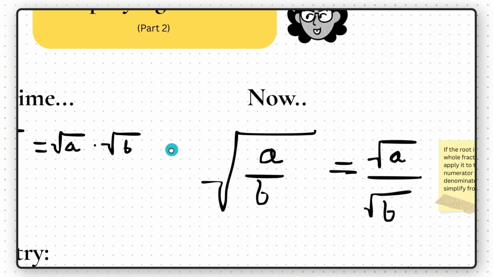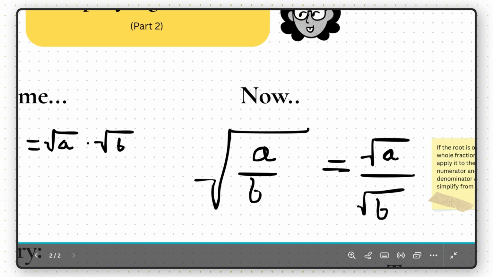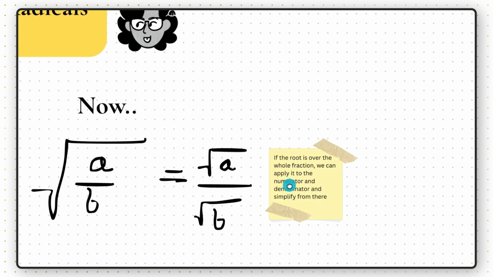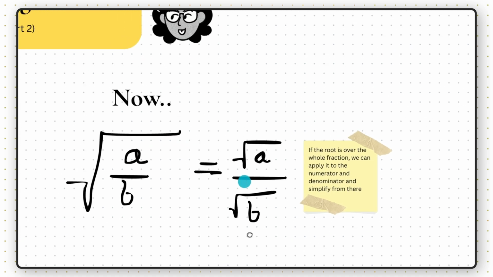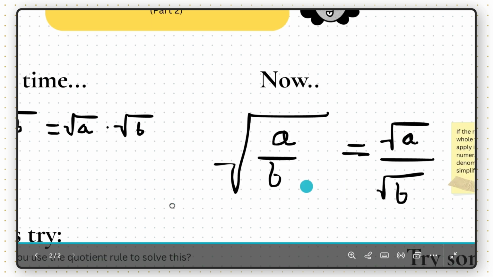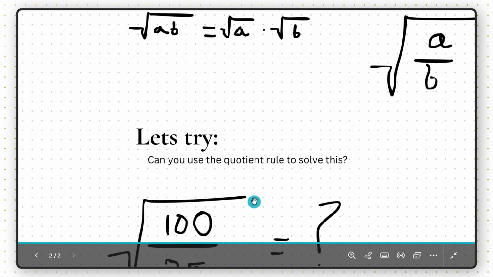quotient rule. So this states that the square root of a over b is equal to the square root of a divided by the square root of b. So if the root is over the whole fraction, we can apply it to the numerator and the denominator and simplify from there. So using this rule, let's try a little practice problem to test your understanding.